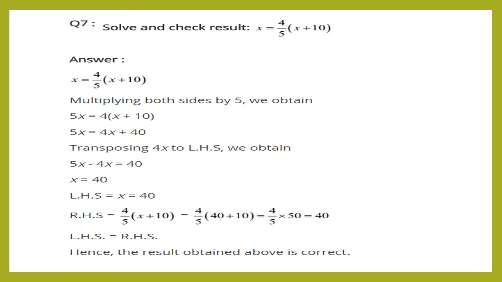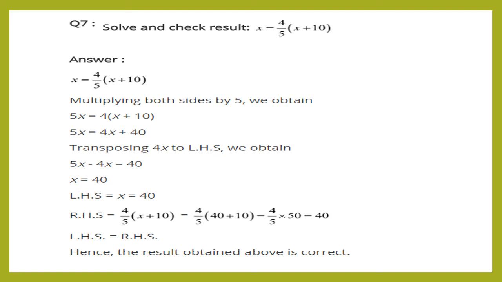5x equals, if we multiply this side by 5, the 5 gets cancelled, so it becomes 4 into (x plus 10). If we multiply both sides of the equation by 5, here 5 into x is 5x. Here also the numerator 5 and denominator 5 get cancelled. So we obtain 4 into (x plus 10). 5x equals 4 into x, 4x, plus 4 tens are 40.